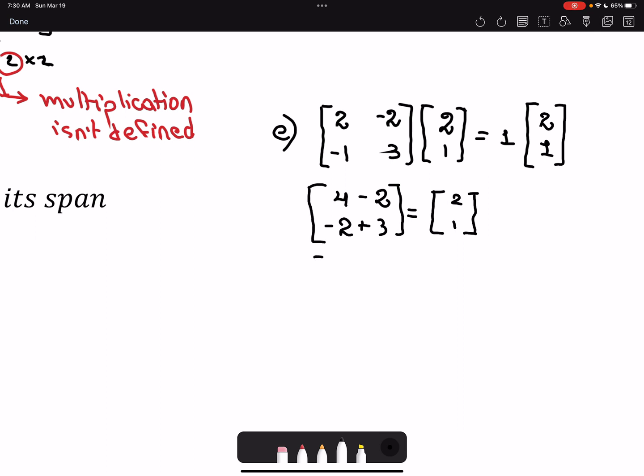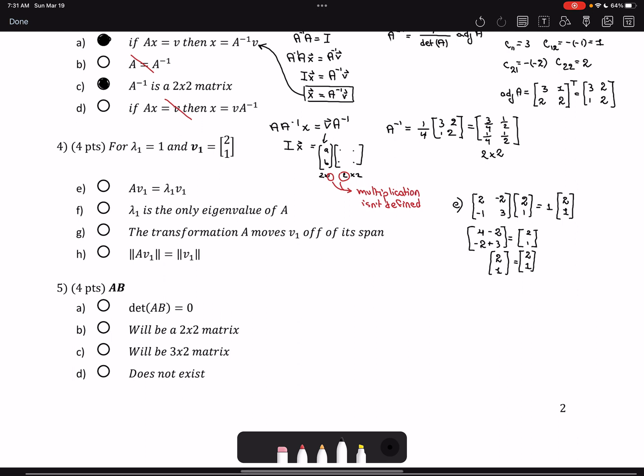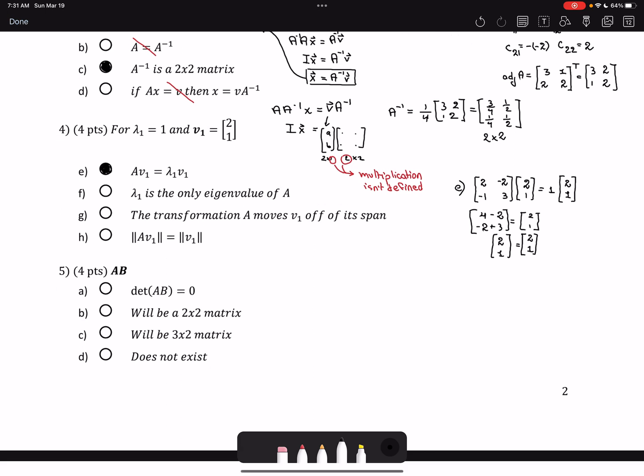Well, a 4 minus 2 is equal to 2. Negative 2 plus 3 is 1. So we indeed do get what they said. So this one definitely applies. And since it applies, we can bubble it in right here. Now, L1 is the only eigenvalue of A. Now, let's see if that is true or not.